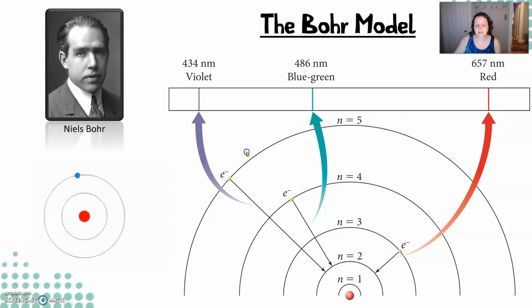But when an excited electron relaxes from the fifth energy level to the second energy level, it emits higher energy violet light of 434 nanometers, as there is a greater energy difference between the fifth and second energy levels compared to between the third and second energy levels.